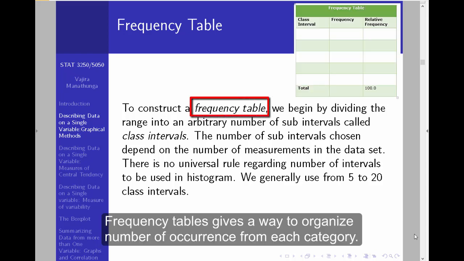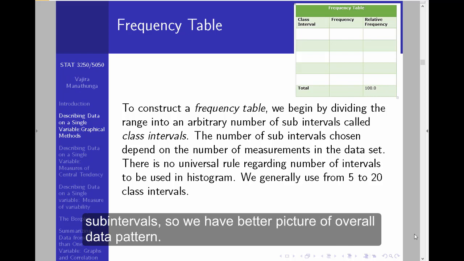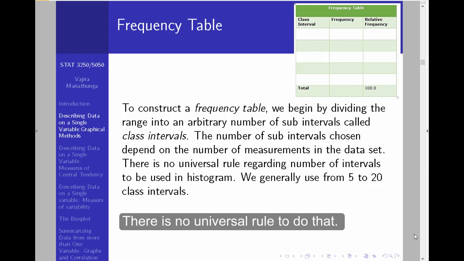Frequency tables give a way to organize the number of occurrences from each category. If the variable is quantitative and continuous, then we may have to divide the data range into subintervals, so we have a better picture of the overall data pattern. There's no universal rule to do that.